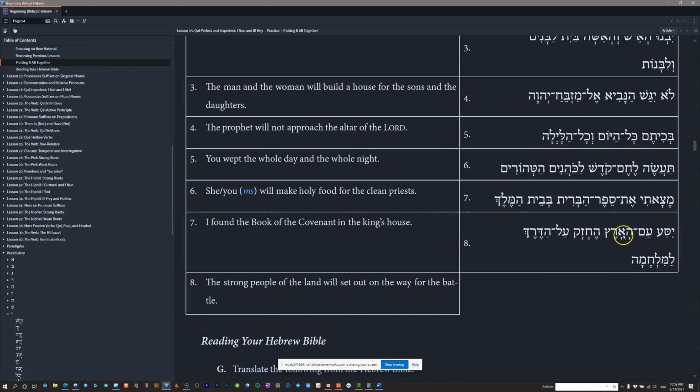So does the strong modify the people or the land? Well, I know eretz looks masculine singular, but it's actually feminine. Am is masculine, so this is the strong people of the land started out upon haderech, upon the road or the path or the way, la milchama, lamed preposition to, definite article, patach dagesh, to the milchama, to the battle. So the strong people of the land started out upon the road to the battle.